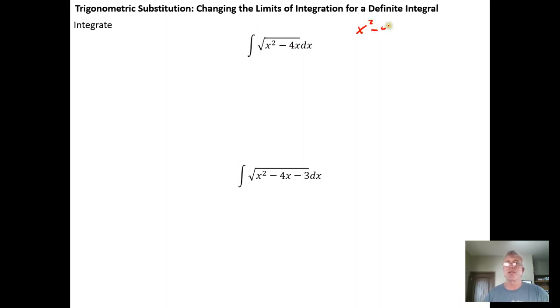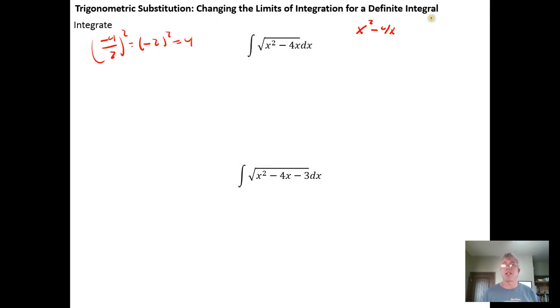I have x squared minus 4x. And in completing the square, first we need to know that the leading coefficient is a 1, which in this case it is. And to complete the square, you take the coefficient, in this case minus 4, that's on the linear term, or the term that's to the first power. You just take the linear coefficient, divide it by 2, and you square it.